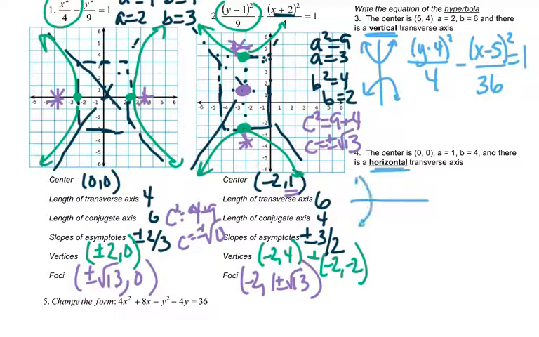So horizontal transverse axis means it opens right, left. That means x goes first. And this is nice because the center is 0, 0, a is 1, b is 4, so that's your a squared and b squared.